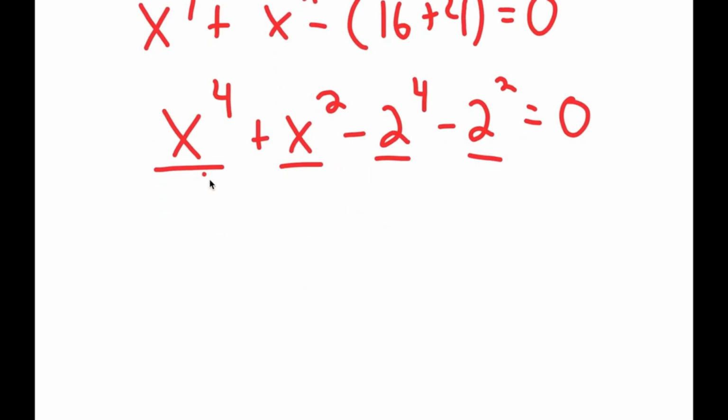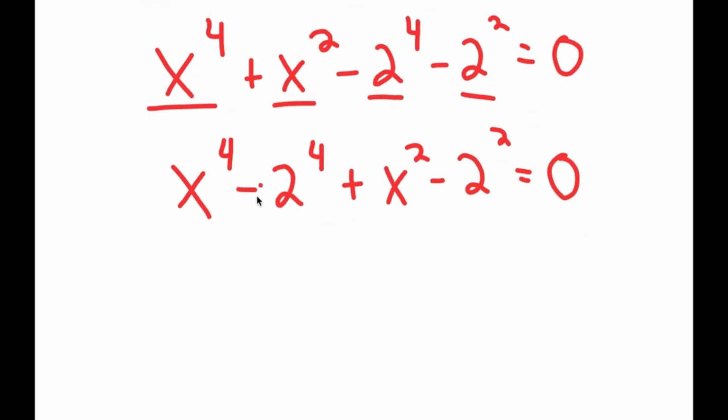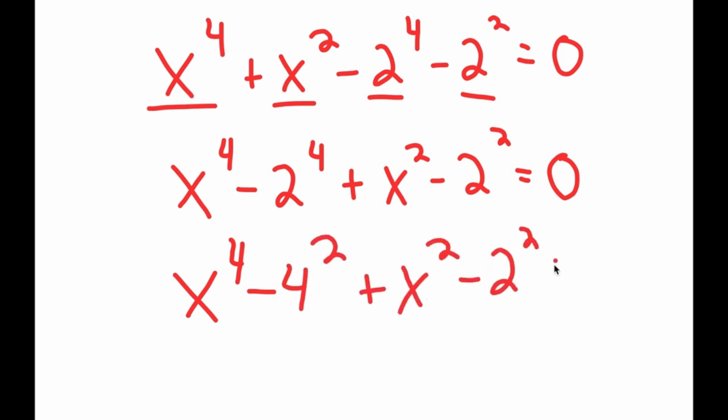Now I can put the powers of 4's together and the powers of 2 together. So I get x to the power 4 minus 2 to the power 4 plus x squared minus 2 squared is equal to 0. Now 2 to the power 4 is 16, and 16 is the same thing as 4 squared as well. So I get x to the power 4 minus 4 squared, and I have this plus x squared minus 2 squared.